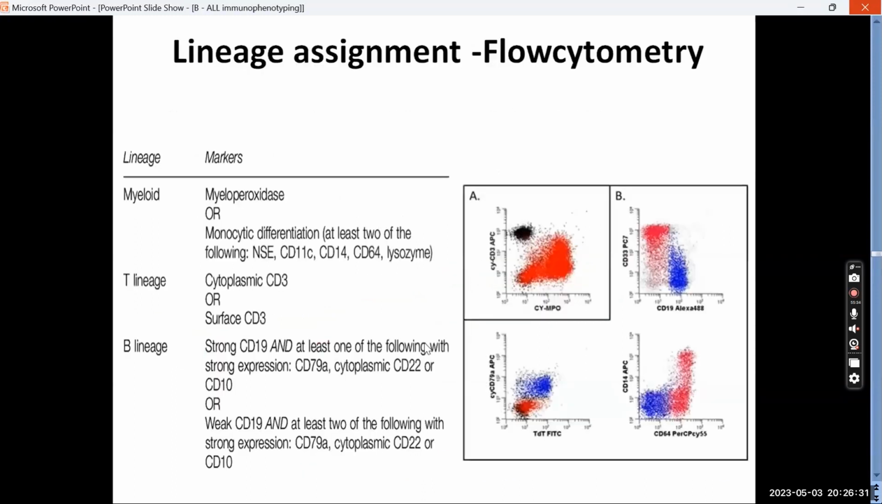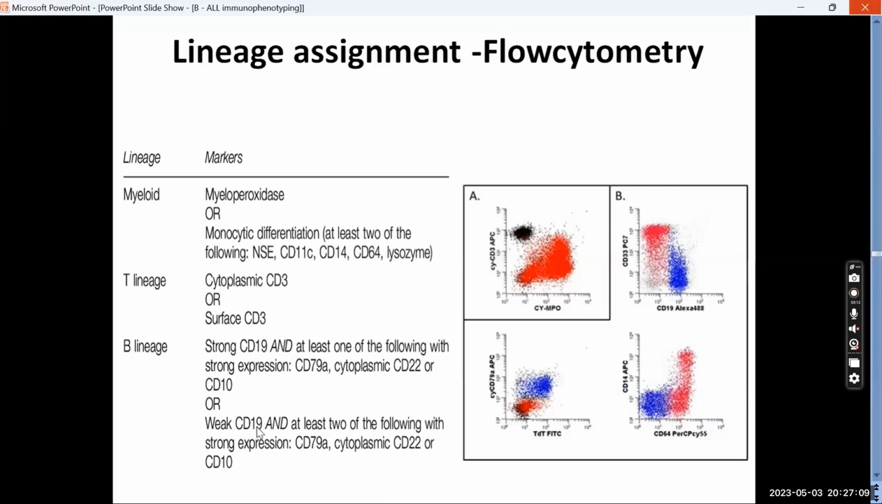Now coming to lineage specific markers. So these are the markers which will give you the diagnosis. So for calling a leukemia myeloid, we want myeloperoxidase positivity. To call it monocytic, as I said, it should have at least two of the following: CD14, 64, 11C. Okay, for T lineage, the blast should be either cytoplasmic CD3 positive or surface CD3 positive. Okay, then B lineage, I told you, strong CD19, and at least one of the following, that is CD10, CD79A or cytoplasmic CD22.